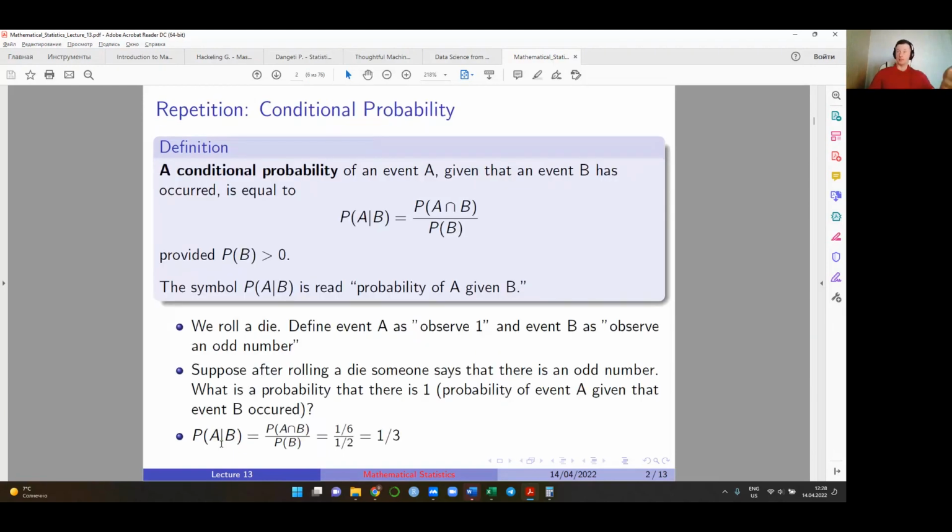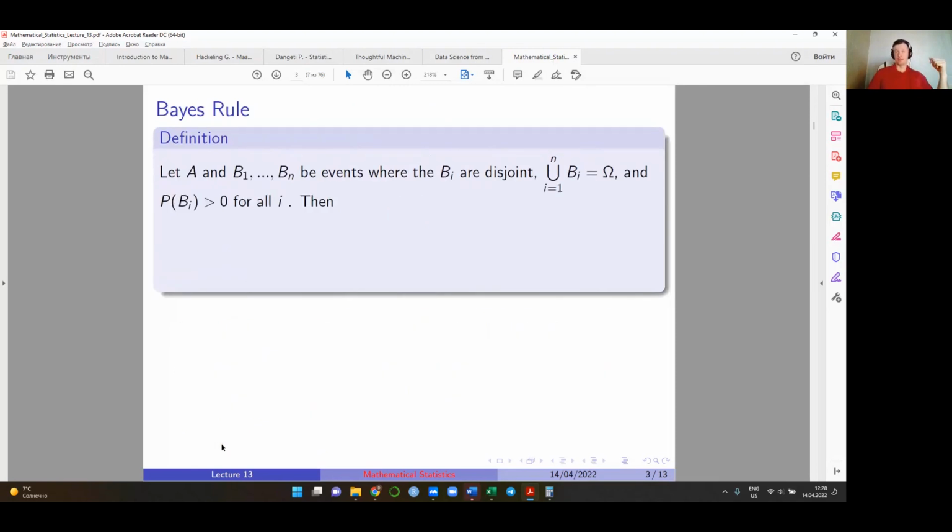So before that, let's try to remember what is the Bayes rule. We have one event A, and we have several events B1, B2, B3, up to Bn, such that they are disjoint. So disjoint events cannot happen simultaneously.